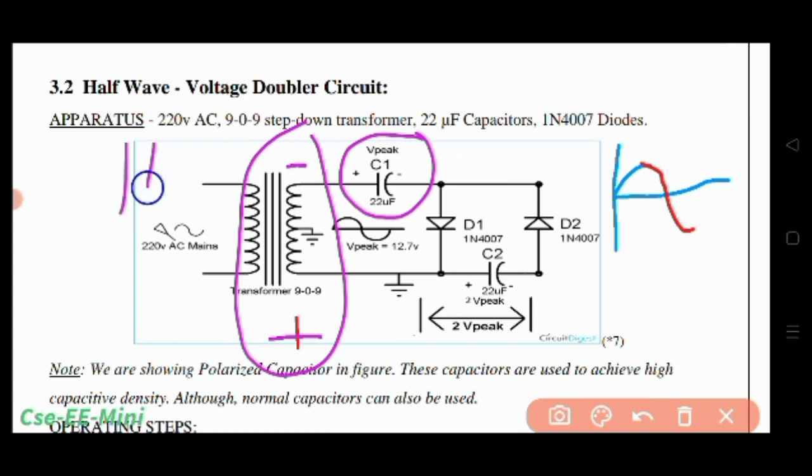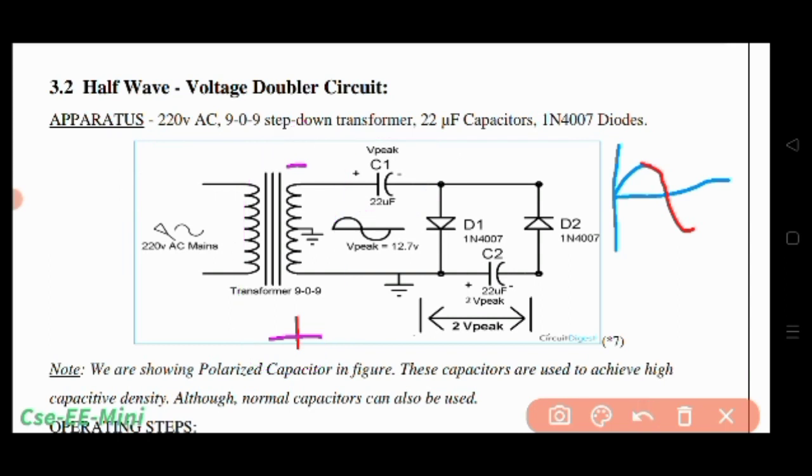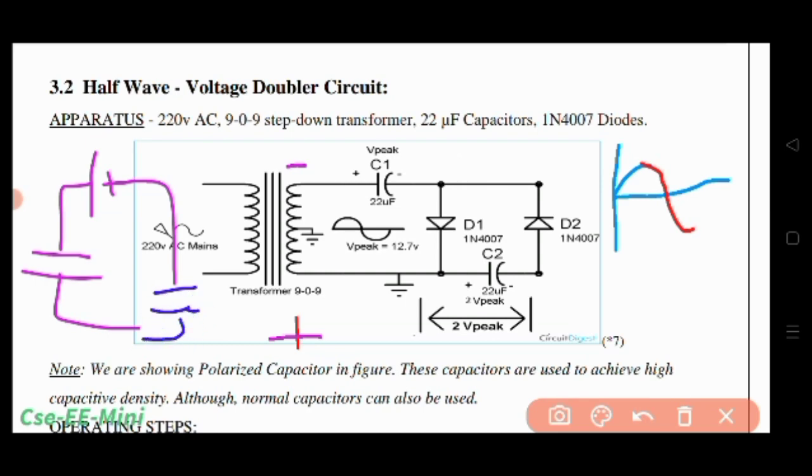Here I am drawing the circuit. This is the C1 battery, and this is the transformer's battery, and these will charge another capacitor, that is C2. So these are the batteries. This is V and this is also V, so both have the same polarity, so this will result in the formation of 2V, and the capacitor C2 will charge to 2V peak. In this way the voltage multiplier circuit works.